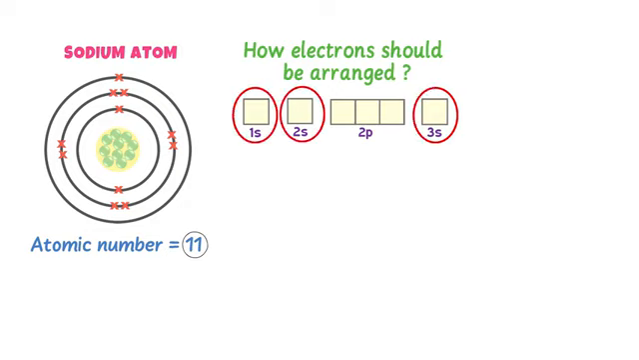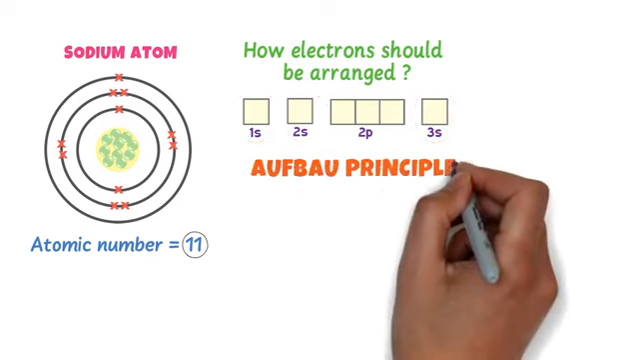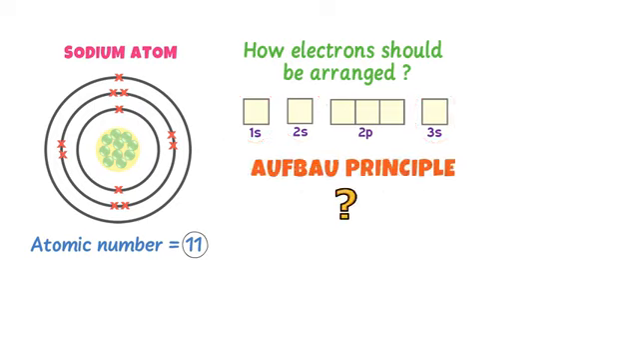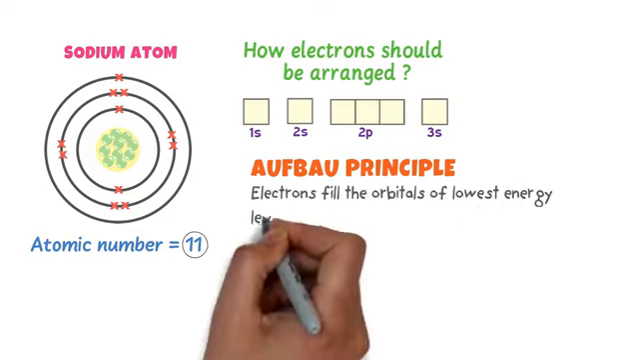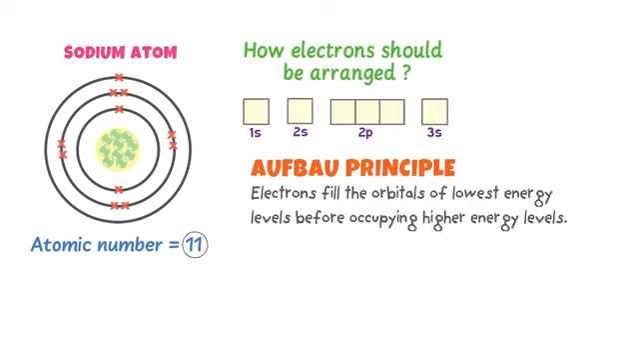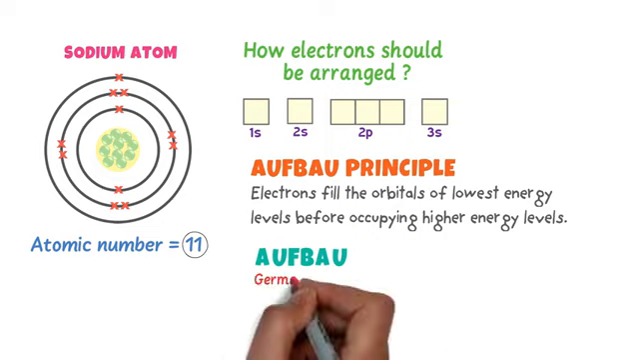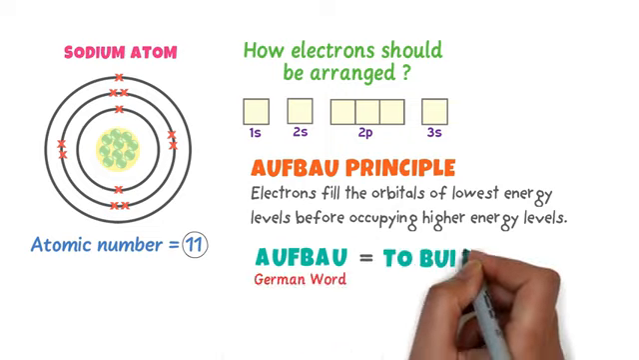Well, to solve this problem, we use Aufbau principle. Now, what is Aufbau principle? Aufbau principle states that electrons fill orbitals of the lowest energy levels before occupying higher energy levels. Remember that Aufbau is not the name of any scientist. It is a German word which means to build.